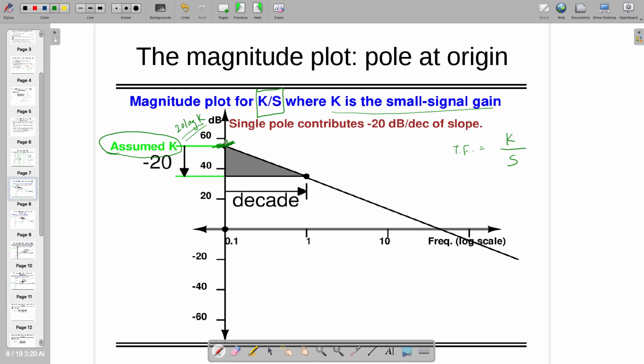This is 1 point, and as this is a pole at the origin, it's going to contribute minus 20 dB per decade. That's the slope. So whatever the value is here, I'll go down by 20, and I'll go 1 decade ahead. Means if this is 0.1, I'll go to 1, right? I'll keep these 2 points. Using a scale, I'll make a line. That's the magnitude response of k by s, right? So I'm drawing this just for one component. Afterwards, we will collect all together.